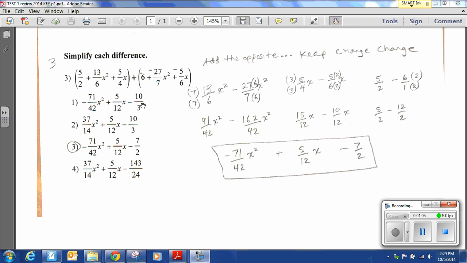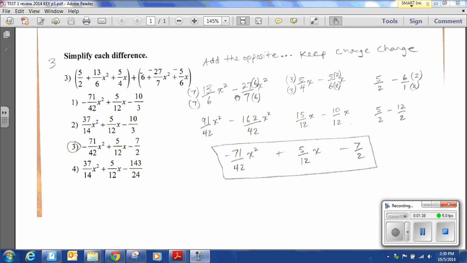Number 3, we are basically adding two trinomials. Since this is a subtraction, we must add the opposite. Keep, change, change. We keep all the signs of the first trinomial, change the sign of the operation, and change each term in the other trinomial. So as you can see, I group these together by x squared, x term, and the numbers.